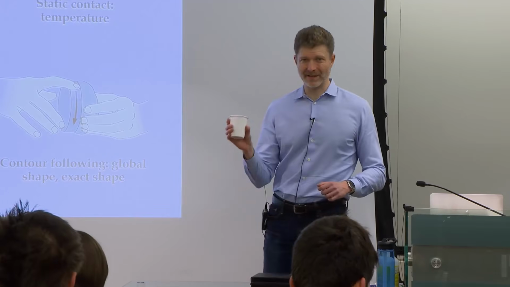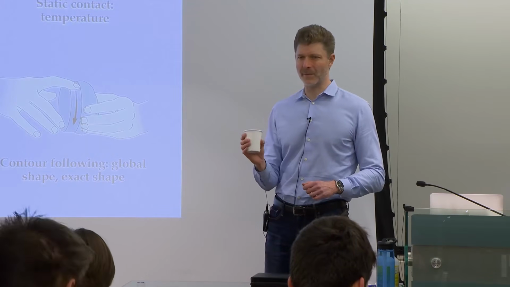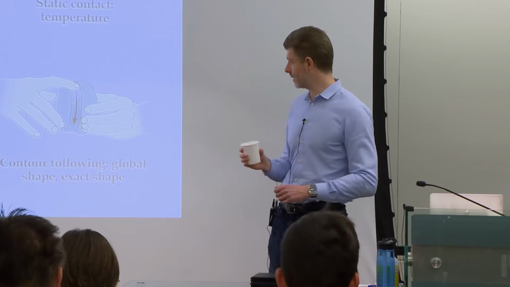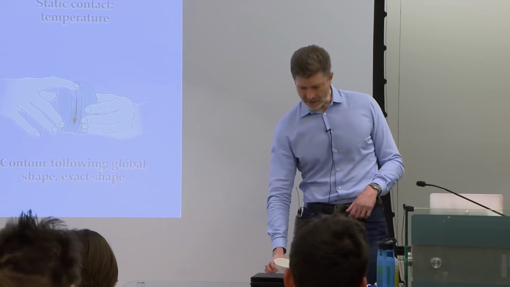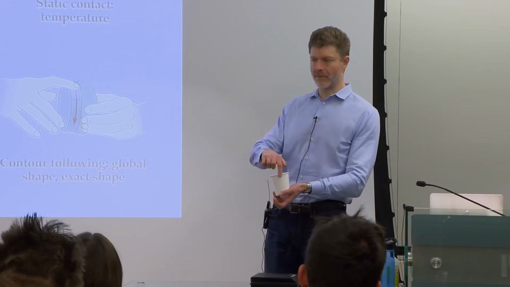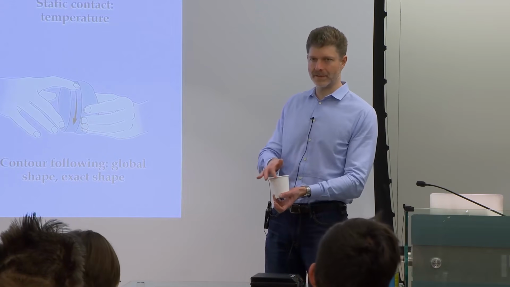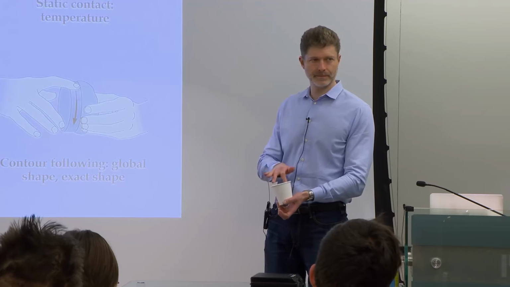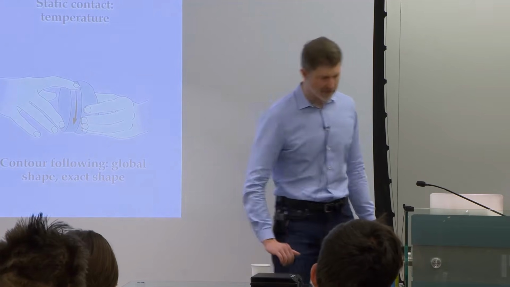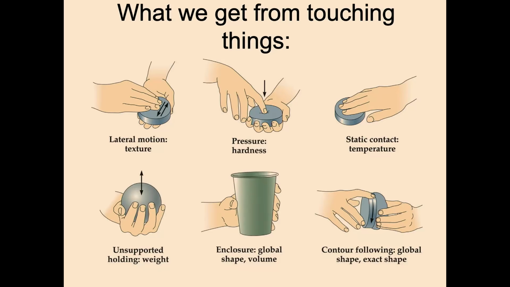Just by grabbing something like this cup, you have a sense of how big it is, what the shape is. Okay? We also get a lot of information about shape by running our fingers around stuff, right? Okay. So these are all different things that we do with our body to give us different kinds of tactile stimulation and derive different kinds of information about the world.